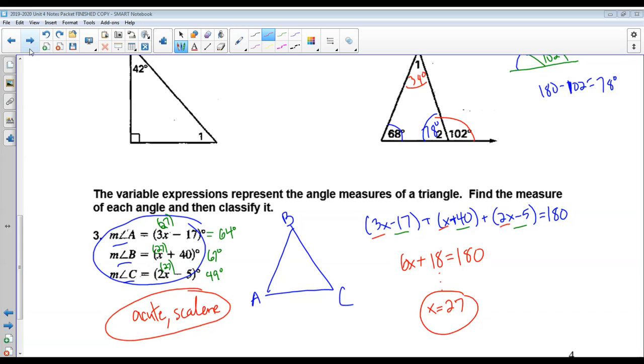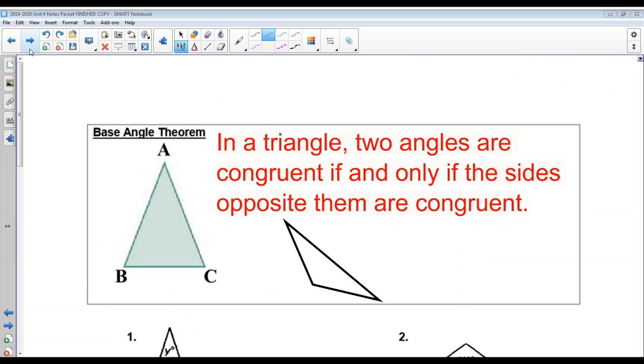All right, and last little thing for the day, the triangle base angle theorem. This basically puts into words what we know about isosceles triangles. So in a triangle, two angles are congruent if and only if the two sides opposite them are congruent. If and only if is basically like a two-way street. I talked a little bit about this in some of our classes this year.